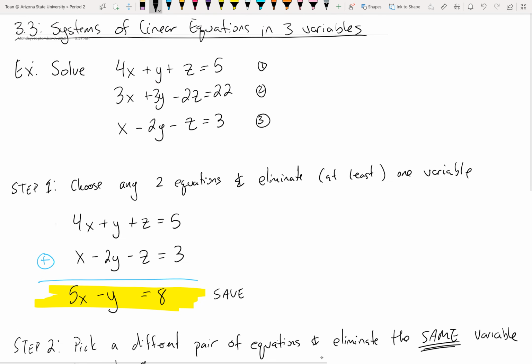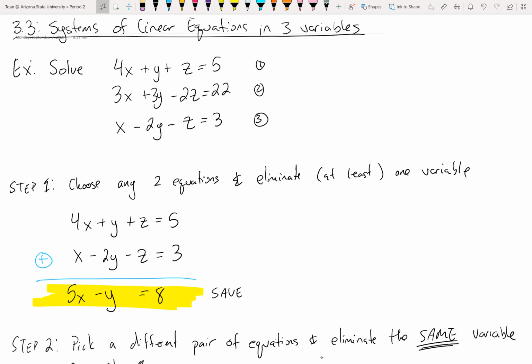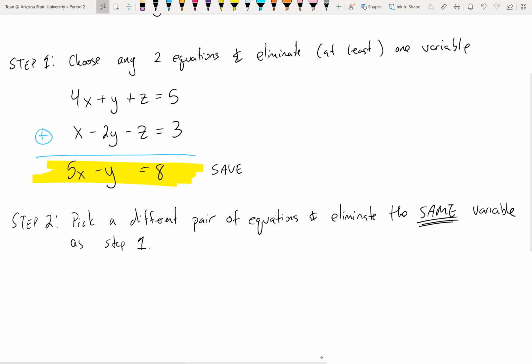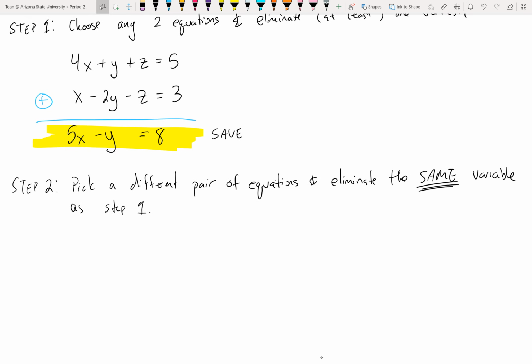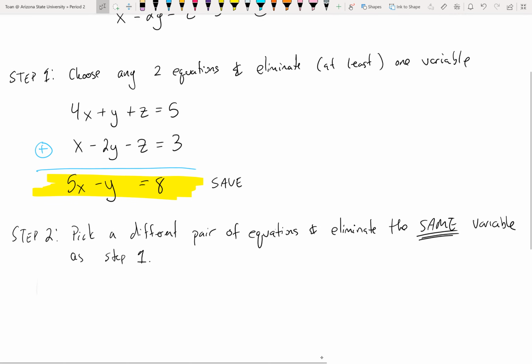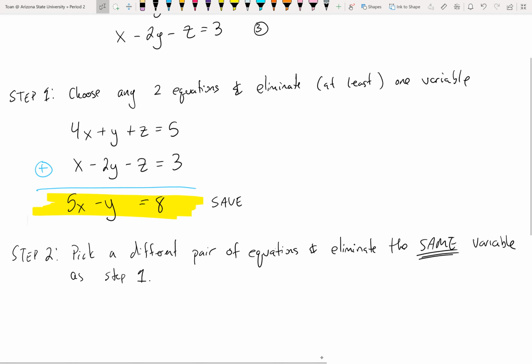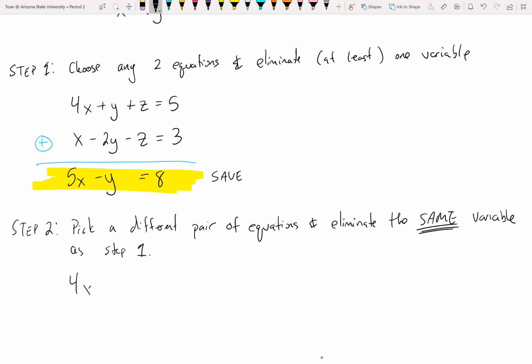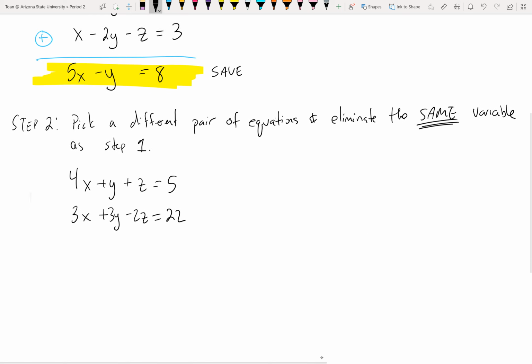So we did 1 and 3 the first time. Take a look at the system. 1 and 2 are here. Why did we pick 1 and 2? Well, that's because that's what the class asked. Doesn't really matter. So 4x, you guys are going to have to read it out to me. 4x plus y plus z equals 5. What's the third one? 3x plus 3y. Oh, the second one, yeah. 3x plus 3y minus 2z equals 22. Okay, so that's the first and the second equation.